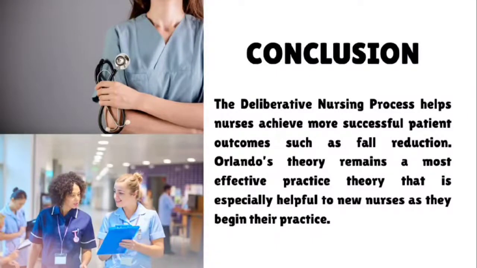In conclusion, Orlando views nursing's professional function as finding out and meeting immediate need for help. The theory focuses on how to produce improvement in the patient's behavior. Evidence of relieving the patient's distress is seen as positive changes in the patient's observable behavior. The deliberative nursing process helps nurses achieve more successful patient outcomes such as fall reduction. Orlando's theory remains a most effective practice theory that is especially helpful to new nurses as they begin their practice.